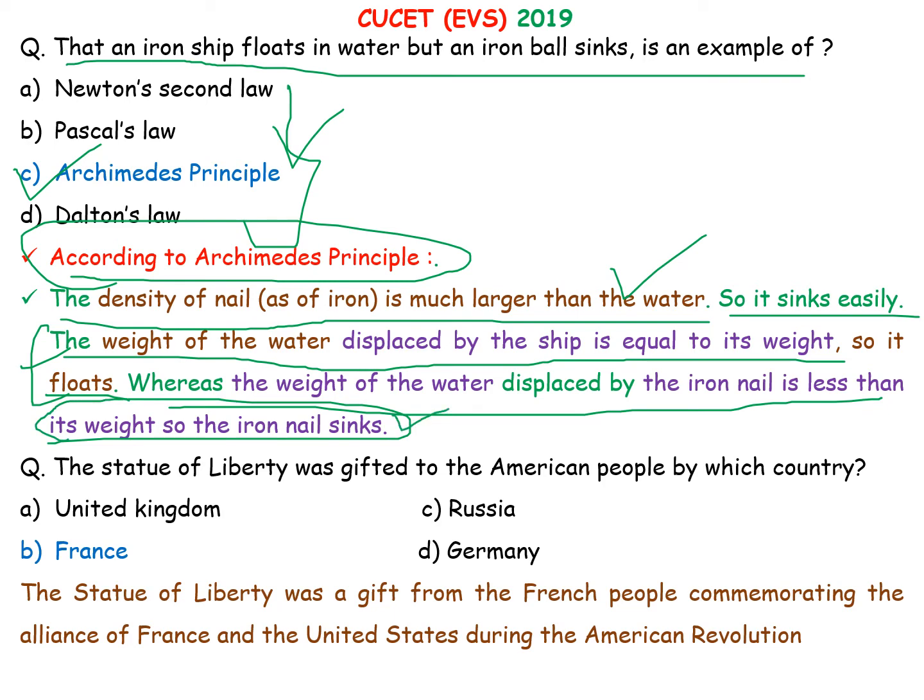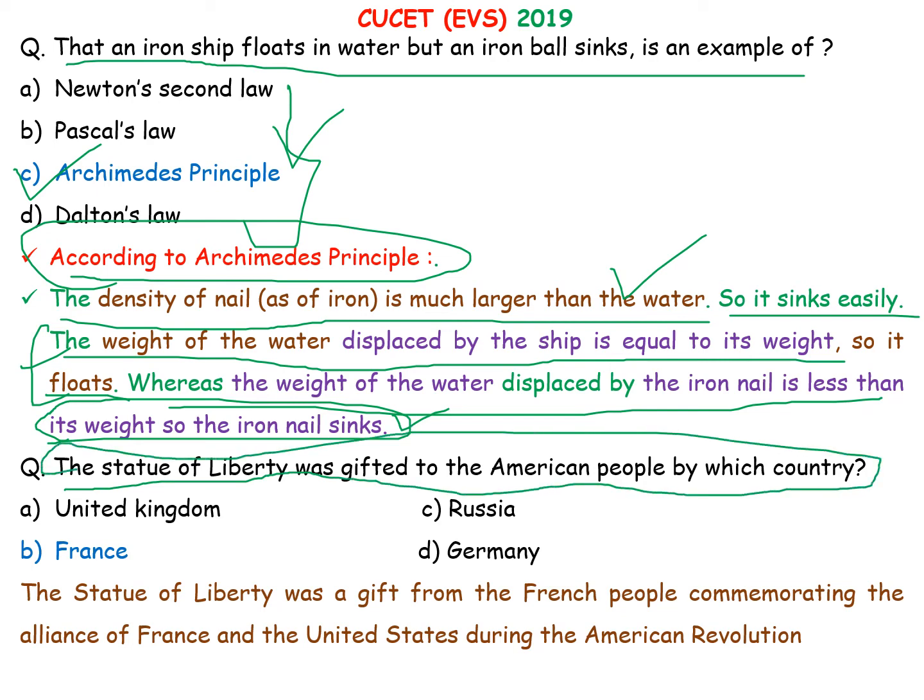So in the next question, you can see the question is: the Statue of Liberty was gifted to the American people by which country? So this is the question. The options are United States, Russia, Germany, and France.